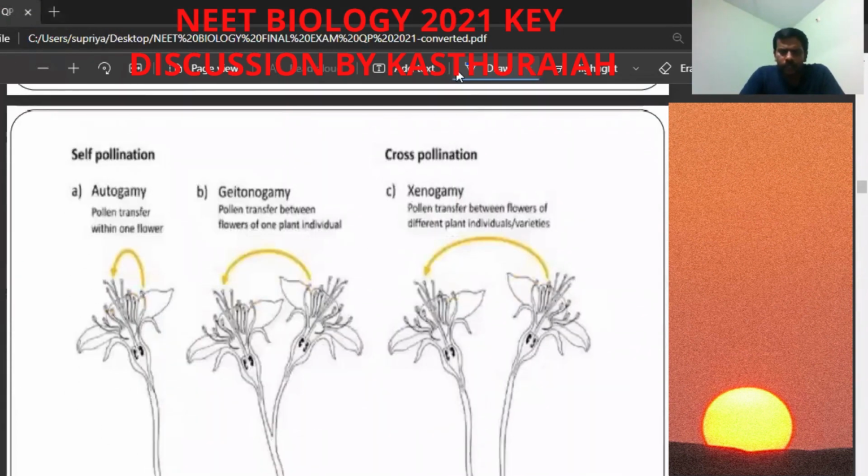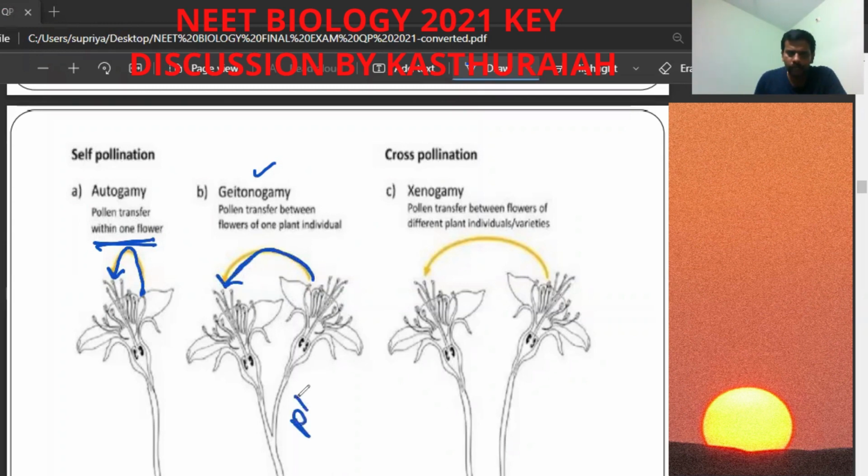See here, autogamy means the pollen transfer within a single flower, right? From the anther of a flower to the stigma of the same flower. And geitonogamy is within the same plant, between two different flowers. The transfer of pollen grains between two different flowers within the same plant. The plant is the same here, right?